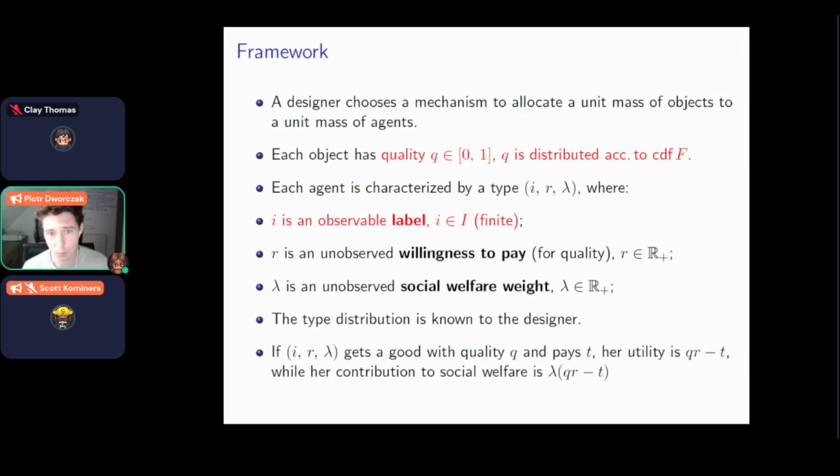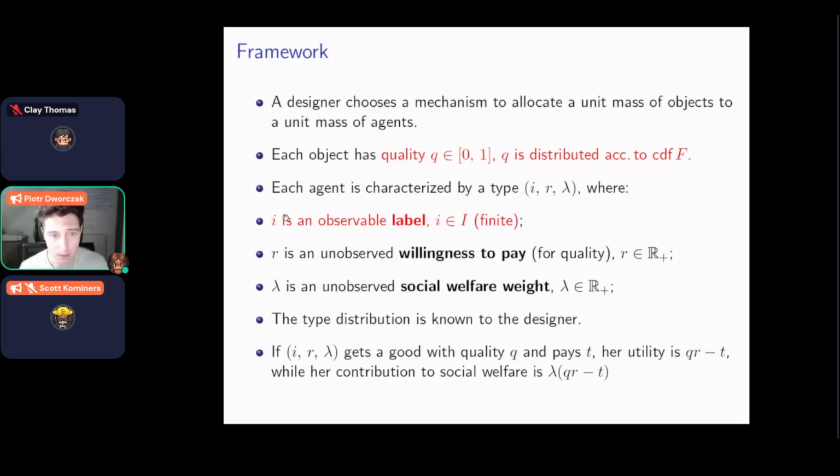Now, each agent is going to be characterized by a type which has 3 dimensions. And 2 of them are familiar. One is the willingness to pay, which was called the rate of substitution. Now, because we're just looking at buyers, let's just call it willingness to pay for quality. And you've seen the social welfare weight. That's the key ingredient of the model that captures these redistributive preferences. This is how much a designer values giving $1 to an agent. There's a third new element of the type, which is called the label, and denoted I.